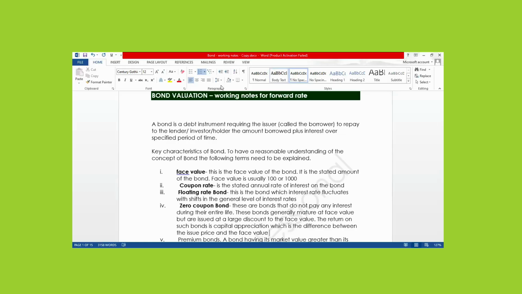Taiwo, please mute your mic. Taiwo Alimi, please mute your mic now. Taiwo Alimi, please can you mute?